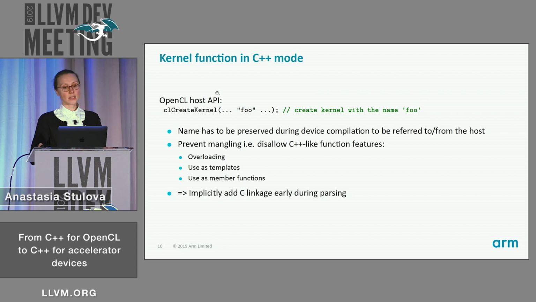This can be simply done by adding C linkage early in parsing, and that's what we did, and we inherited the rest of the functionality pretty much for free, apart from having to change a number of diagnostics just to make sure we are reporting something specifically about kernel functions and not generic function behavior.